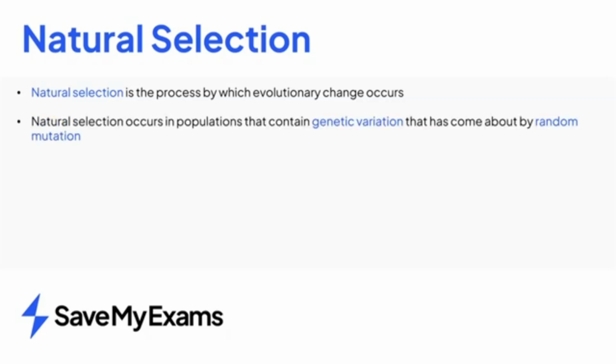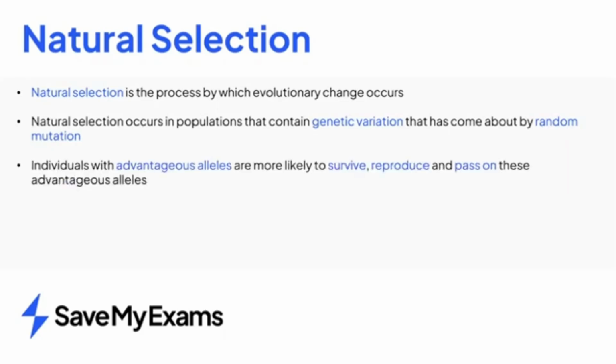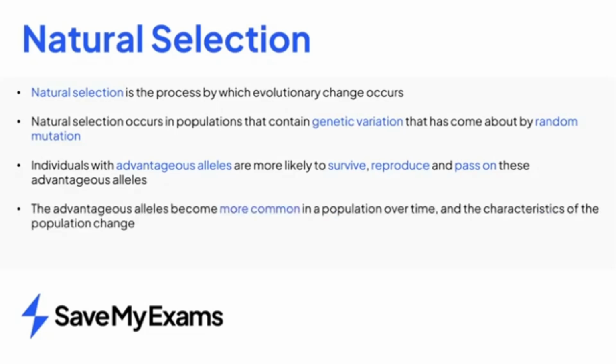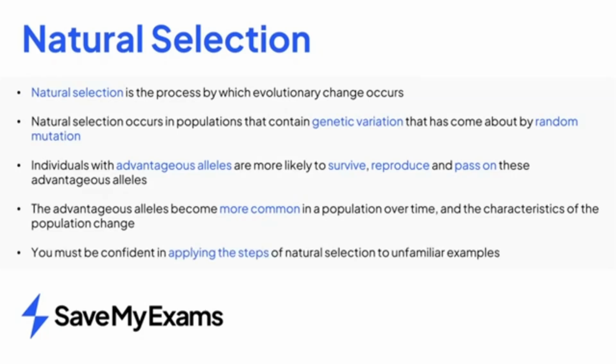In summary, natural selection is the process by which evolutionary change can take place. In order for natural selection to occur, a population must contain genetic variation that results from random mutation. Individuals with advantageous alleles are more likely to survive, reproduce, and pass on these alleles. The advantageous alleles become more common over time, and the characteristics of the population change. Exam questions will usually ask you to apply your understanding of natural selection to unfamiliar examples, so you must learn the steps involved.